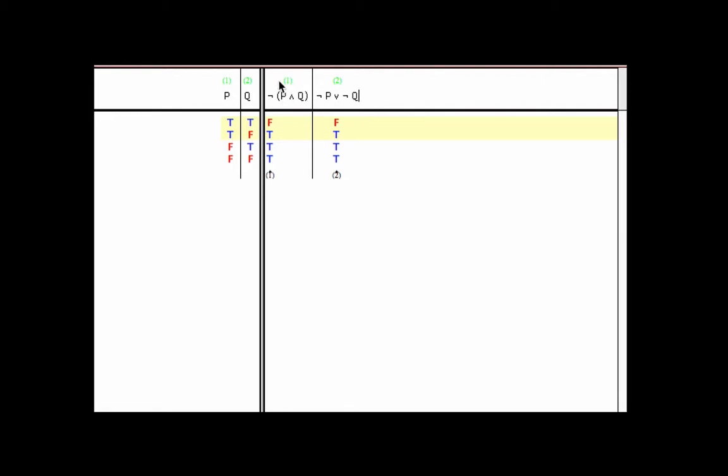That means that whenever you say not both, you're saying either not one or not the other. Similarly, when you say either not one or not the other, you're saying not both.